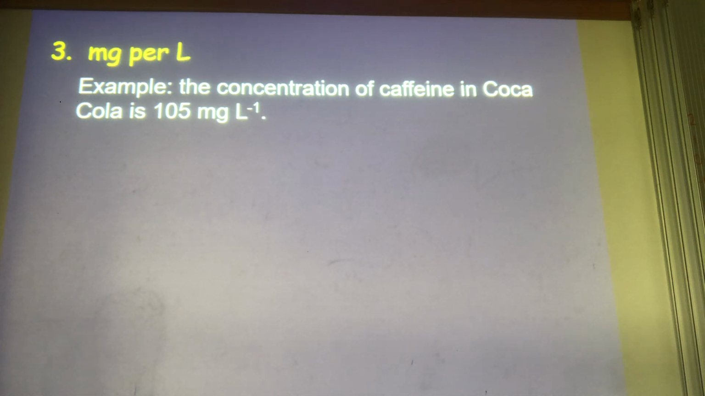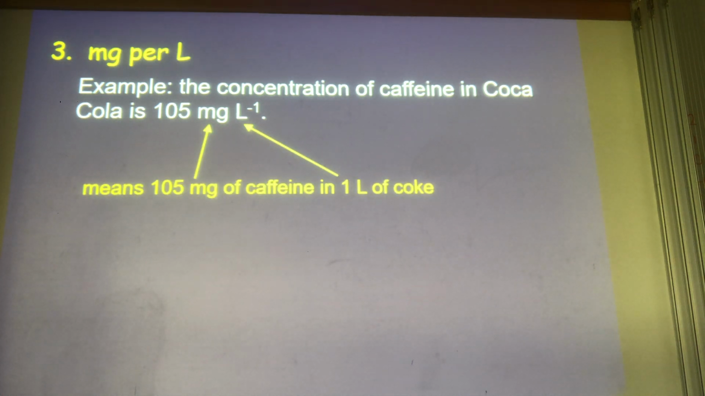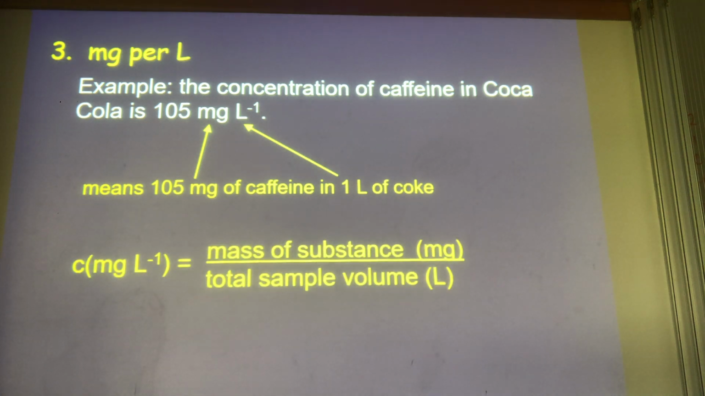Milligrams per litre. Caffeine in Coca-Cola, 105 milligrams per litre. So 1 litre of the stuff would contain 105 milligrams. Formula: concentration equals mass of caffeine in milligrams divided by total sample volume, total volume of solution in litres. Milligrams per litre.